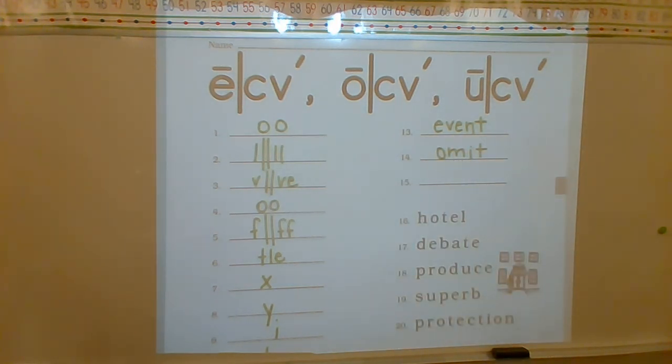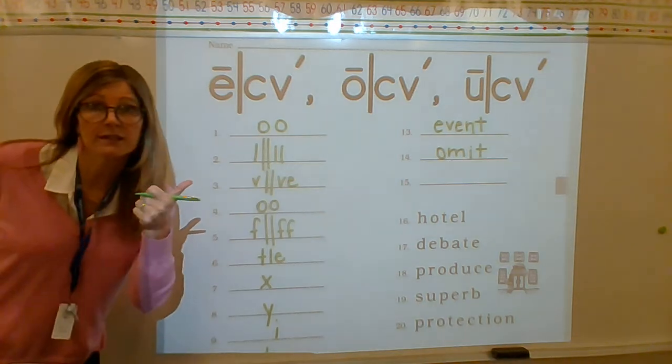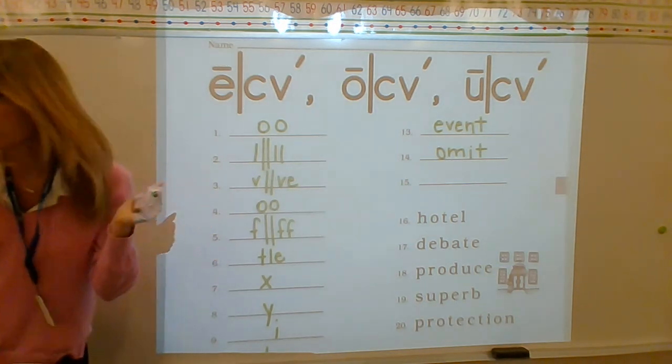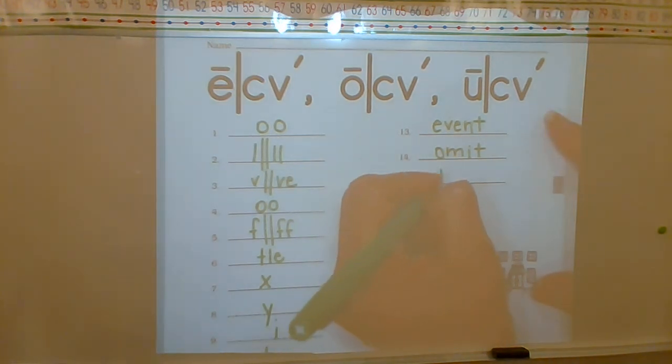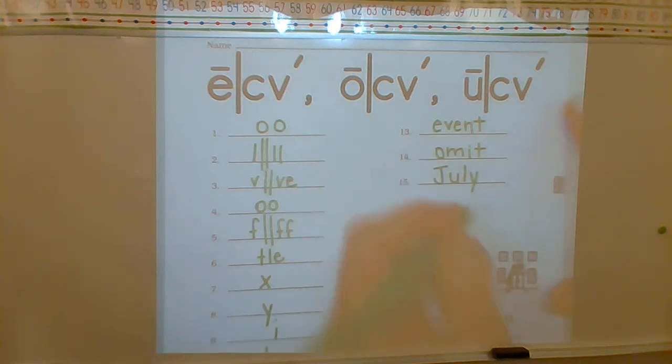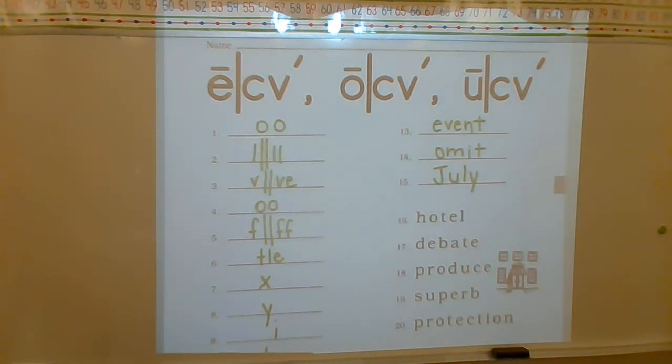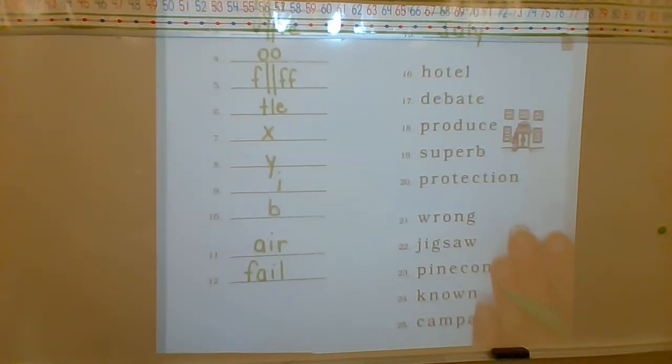And number 15, July. July. If you were paying attention, it was just on the board. That's right. Capital J, first grade. U-L-Y. July.